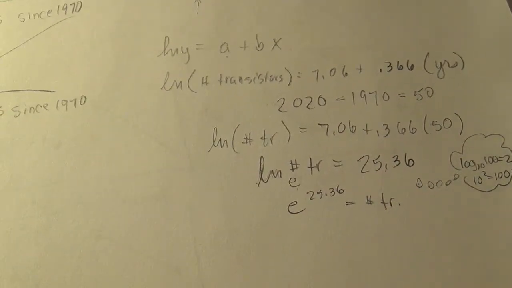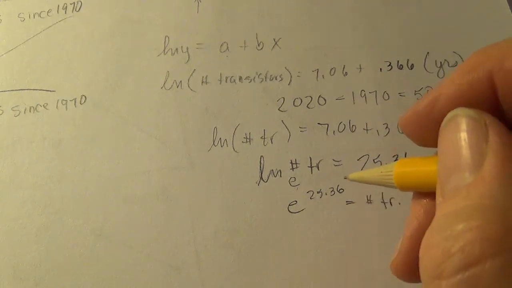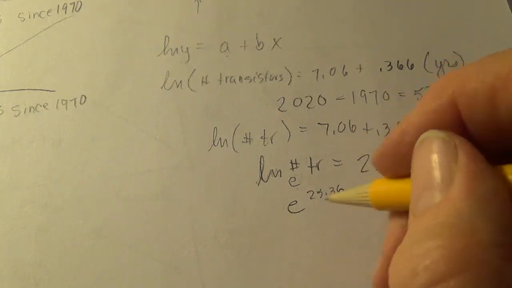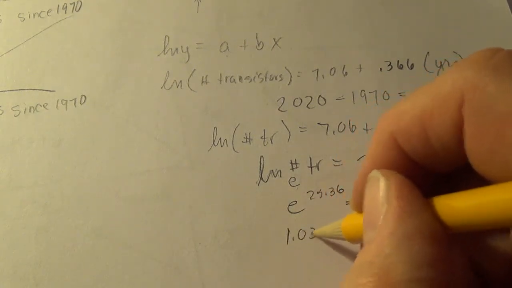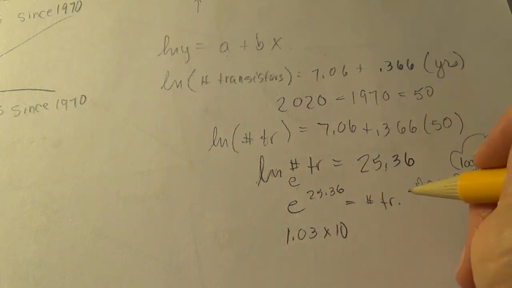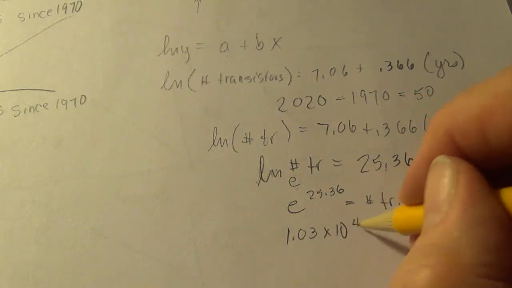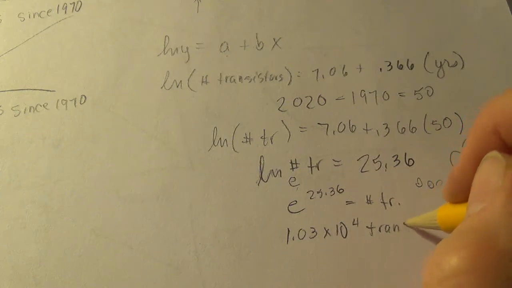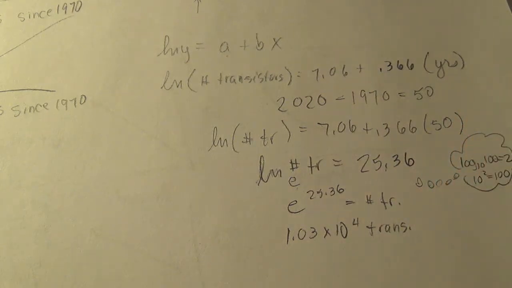So e to the 25.36 is a pretty big number, I guess. I think I wrote down 1.03 times 10 to the something. Is it 4? You can check me on that. Transistors will fit on the chip in the year 2020 if we use this predictor. And our S is fine.